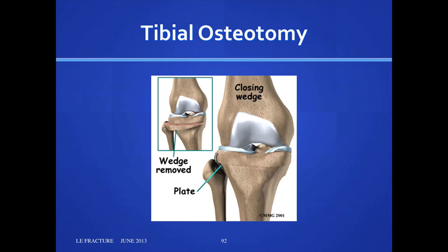And you can see a lateral closing wedge. You can understand that this patient is in varus. A wedge is removed of the tibia, and then it's secured with fixation like a plate, as you see here.